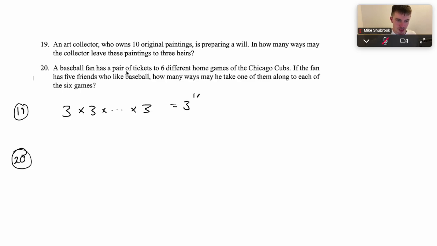A baseball fan has a pair of tickets to 6 different home games of the Chicago Cubs. If the fan has 5 friends who like baseball, how many ways may he take one of them along to each of the 6 games? So for each game, we have 5 possible choices. So we've got 5 choices for the 6 possible games. The answer is 5 to the 6.